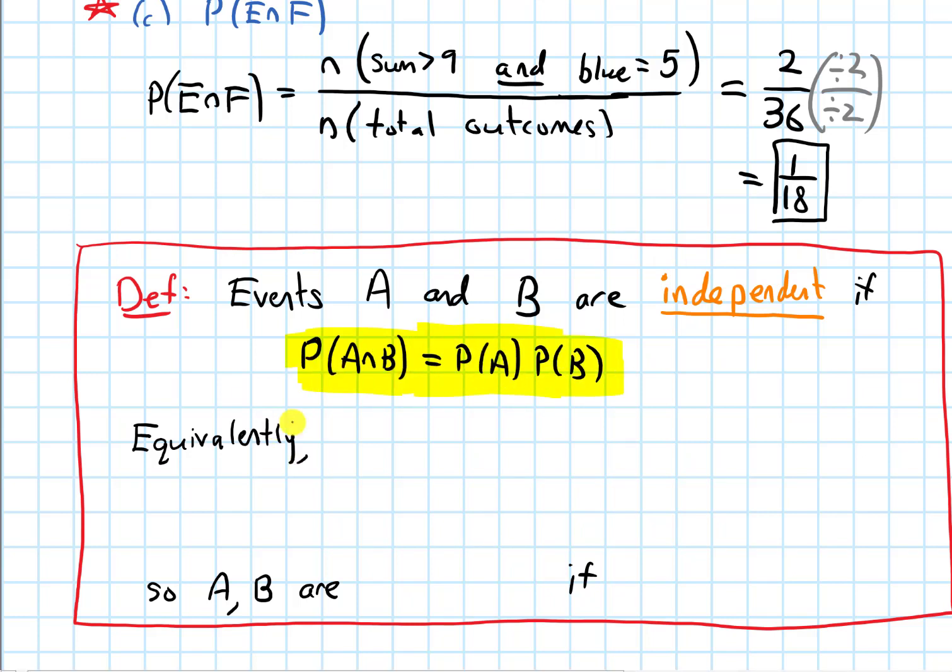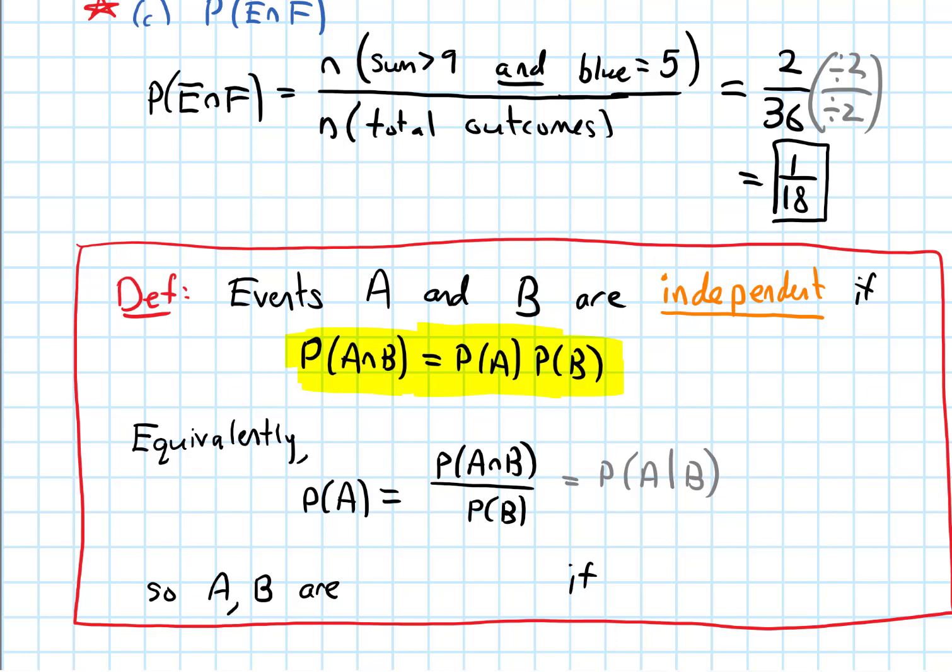There's also an equivalent way for me to write this. So if I rearrange this to get probability of A by itself, we would get it equals probability of A intersected with B divided by probability of B. And now this right-hand side is a conditional probability. The right-hand side has now become the probability of A given that B occurs. So we can also say that A and B are independent if the probability of A occurring is equal to the probability of A occurring given that the event B occurs.